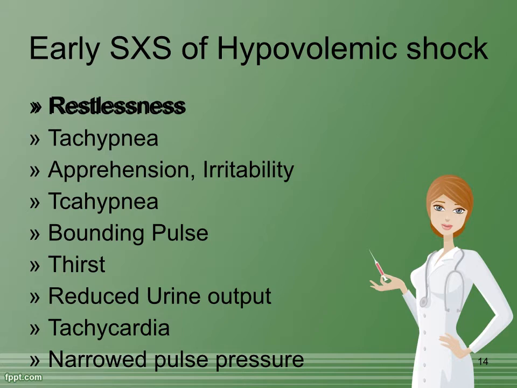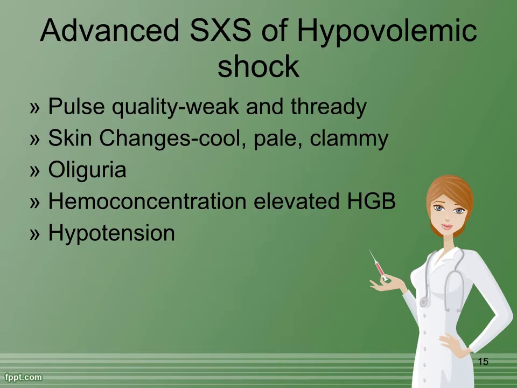Okay, let's go to the next slide. Advanced signs and symptoms of hypovolemic shock: weak and thready pulse, cool clammy skin, oliguria. Now, as blood pressure drops in shock, renal perfusion decreases, therefore reducing the kidney functions of filtration and excretion, and that's why the patient has oliguria.